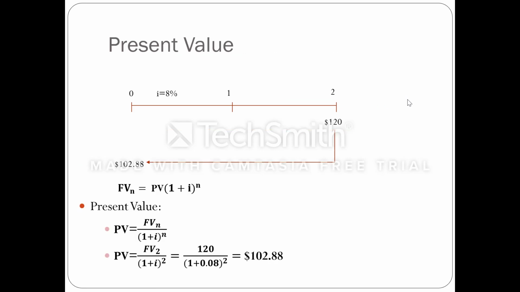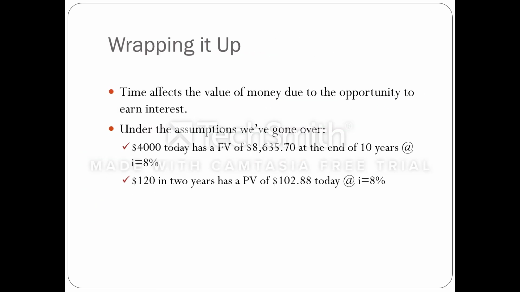Wrapping it up quickly, we have seen that time has an effect on the value of money. And under the assumption, we have seen that over a 10-year period at an 8% interest rate, the present value of 4,000 will grow to a future value of $8,635.70, and the future value in 2 years of $120 can be discounted back to the present value of $102.88 at an 8% interest rate.